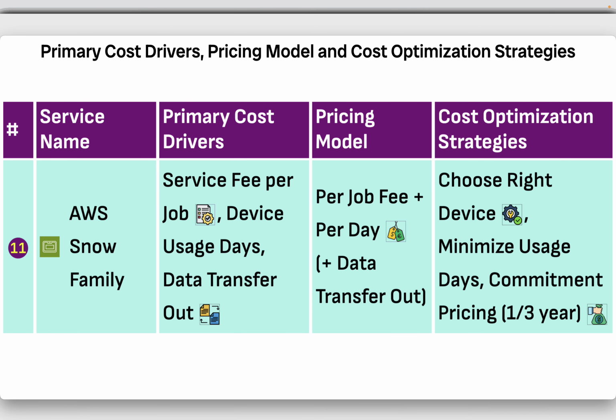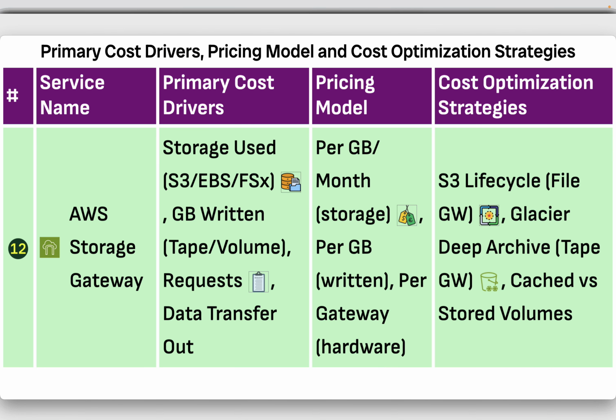Next, AWS Snow Family. Primary cost drivers are service fees per job, device usage days and data transfer out from AWS. Pricing model is per job fee, per day fee plus transfer out. Cost optimization strategies are choose the right device, minimize usage delays, and you can go for commitment pricing for 1 to 3 year commitment.